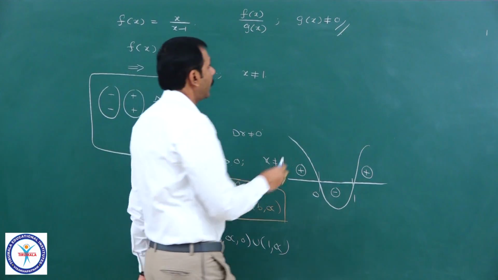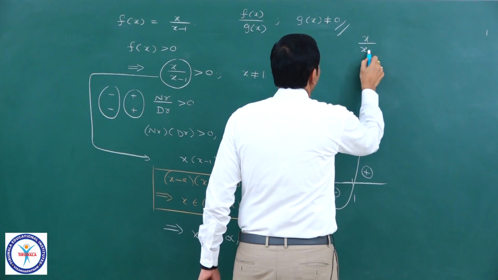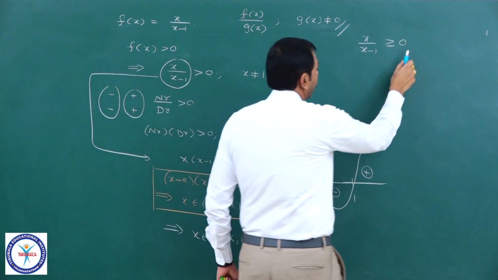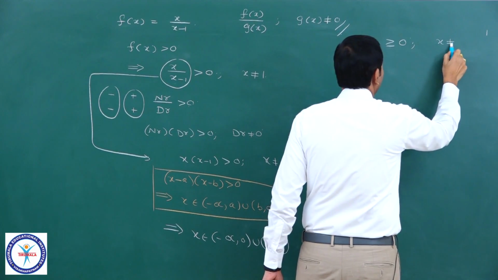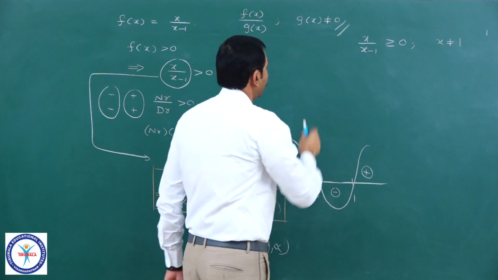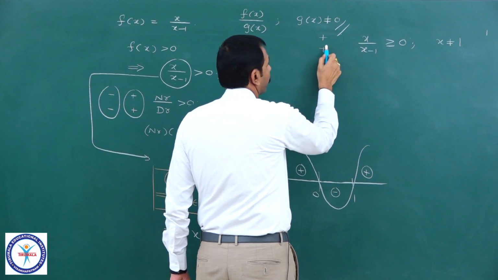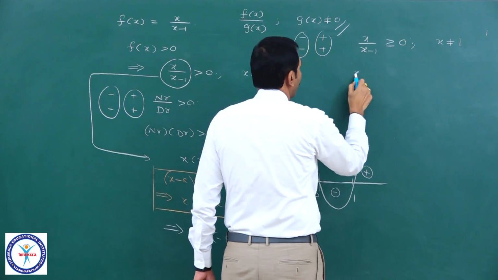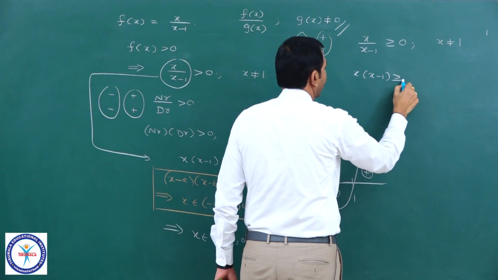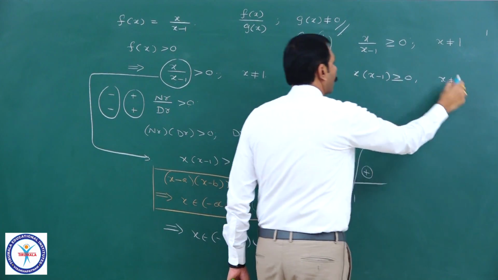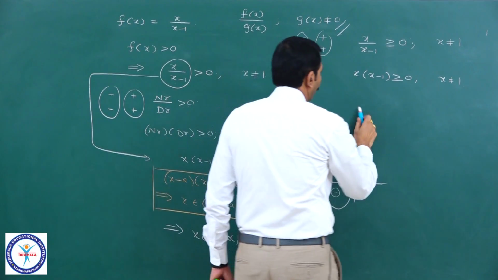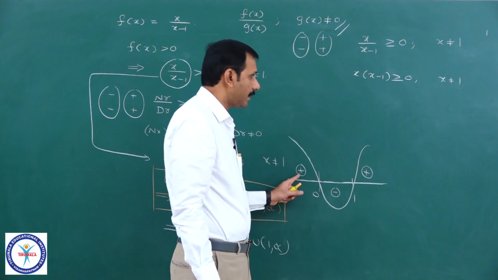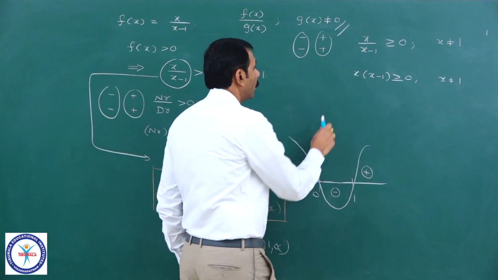Suppose this x by x minus 1, I want greater than or equal to 0. And of course, greater than or equal to 0 means here also x not equal to 1 you have to write. And for the same reason, numerator by denominator means either both are positive or both are negative. I can take x into x minus 1 greater than or equal to 0 where x not equal to 1. Now the wavy curve method means this one only, and here it is plus, minus and plus. I want greater than or equal to 0.